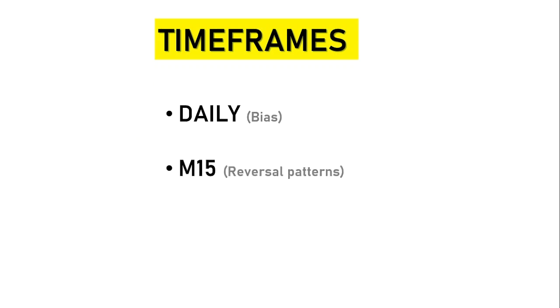Now, the time frames that we're primarily going to be using for this model is the daily time frame, which we'll use for bias and narrative, and the 50-minute time frame is where we're going to identify reversal patterns. For the 5-minute time frame, we're just going to be using it to refine our entries.